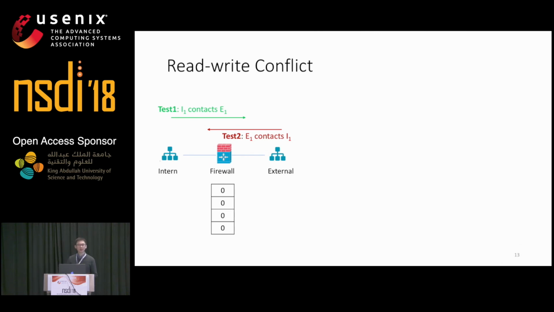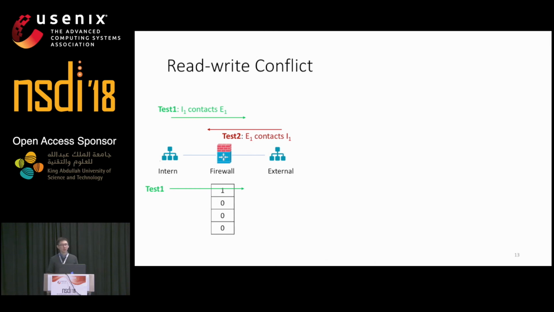So to illustrate the idea, I'm going to use this example again. Remember that we have two test traces, T1 and T2. T1 is from I1 to E1, and T2 is from E1 to I1. We also have the state map that models the state captured by the state firewall. If we run T1, then T1 will access some state in the state firewall, and potentially it's going to change the value of that entry, say from 0 to 1.